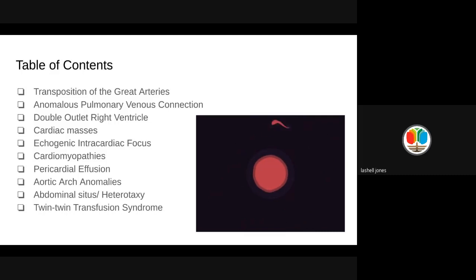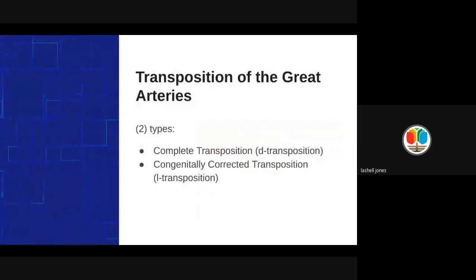transfusion syndrome. Let's begin. All right, so there are two types of transposition of the great arteries. You have your complete transposition, which is known as the D transposition, and then congenitally corrected transposition. It used to be known as L transposition, which is levo transposition, but now recently it's CC transposition, which you will see in the next few slides.